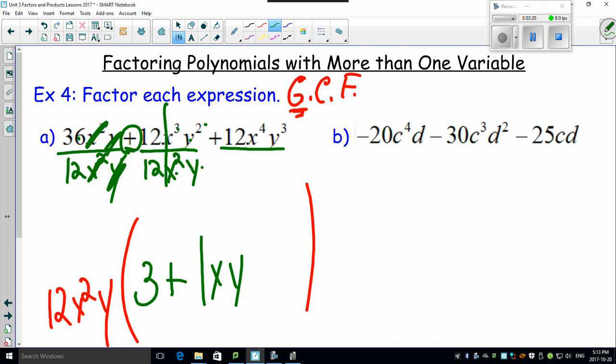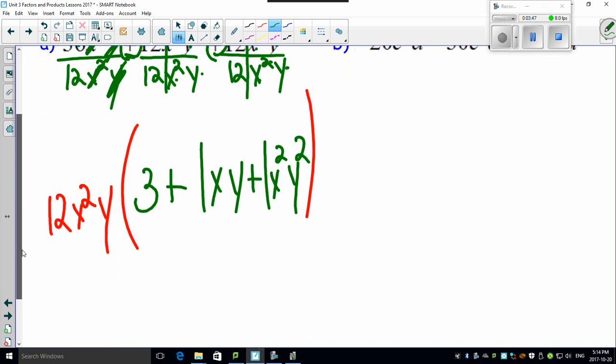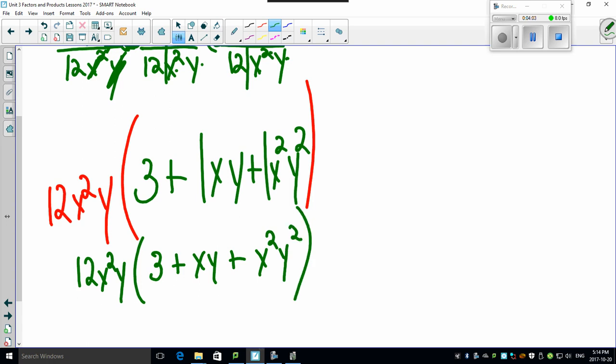Look at this. Again, 12 x squared y. Oh, forgot. That's plus. 12 divided by 12. 1. X to the 4, x squared. 2x is left behind. Y cubed, y1. 2y's left behind. Clean it up. Okay. You have 12 x squared y, which was your GCF, followed by 3 plus xy plus x squared y squared. And you factored. Look how pretty that is.